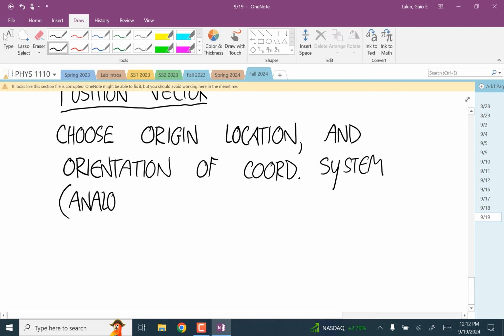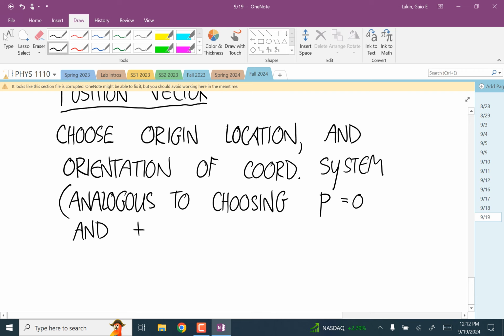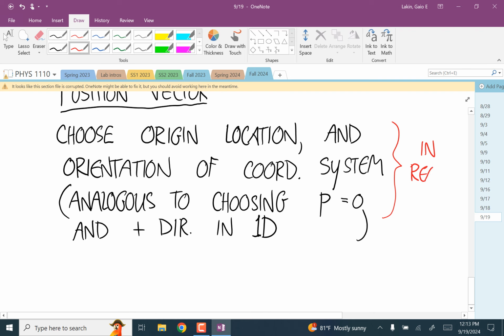So remember that this is analogous to choosing the position equals 0 and the positive direction in 1D. You have to make these choices in the real world. This isn't a mathematical thing. This is like stickers.